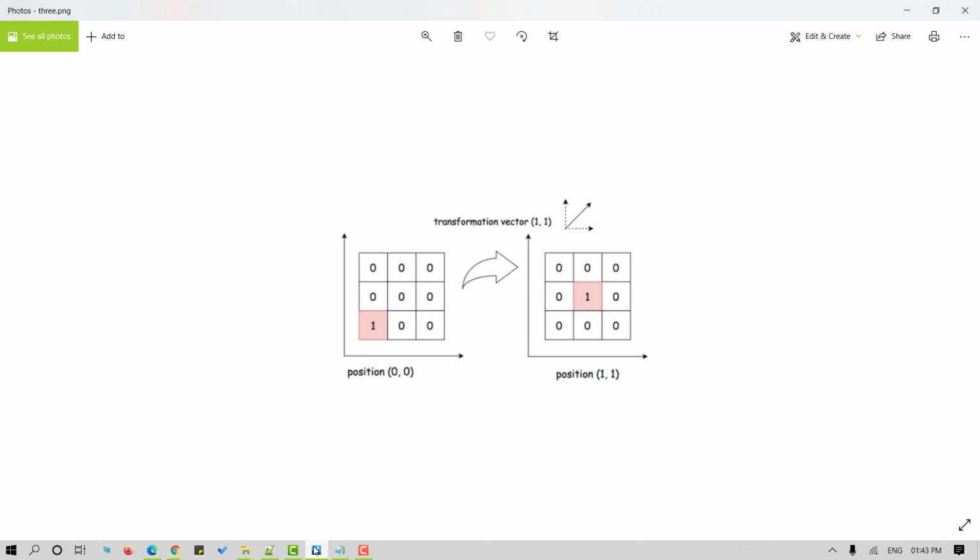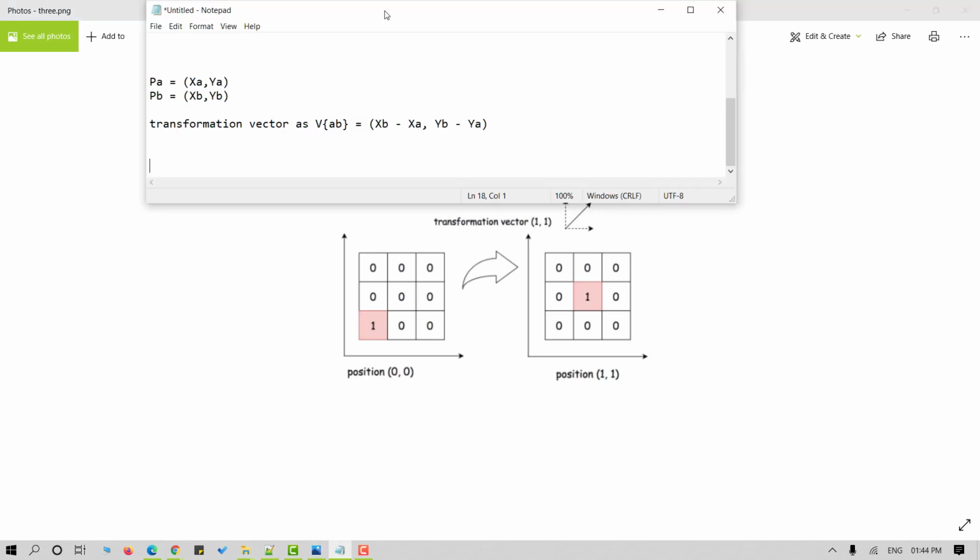Moving forward, if we have two matrices, then we have two non-zero cells respectively in the matrices as P of A and P of B. P of A with coordinates xa, ya and P of B with coordinates xb, yb. To align these cells together, we need a transformation vector V of AB, which will have coordinates xb minus xa and yb minus ya, so that P of A plus V of AB will be equal to P of B.